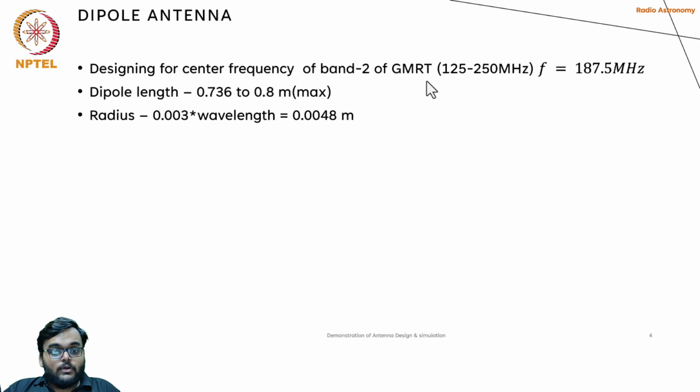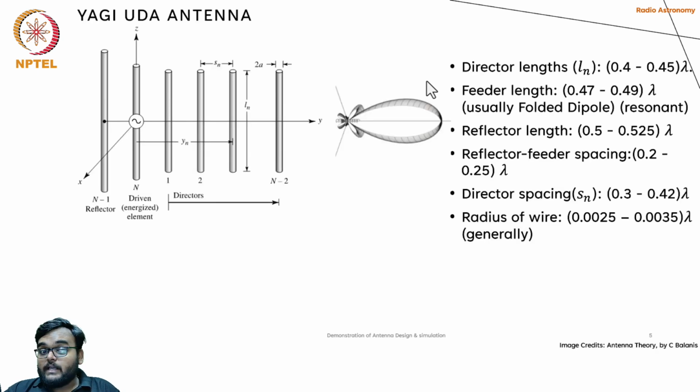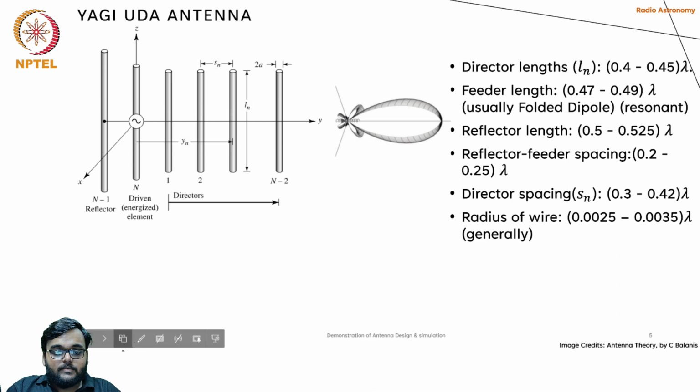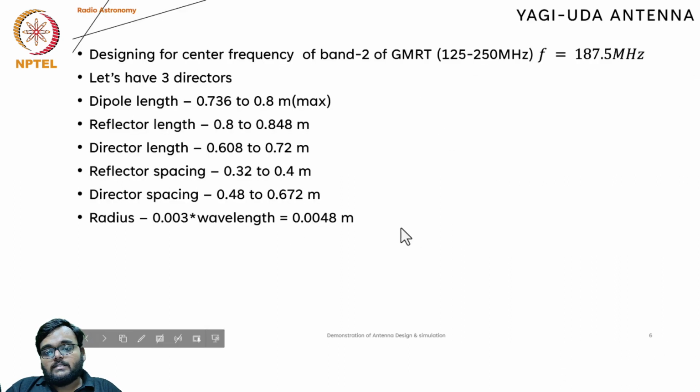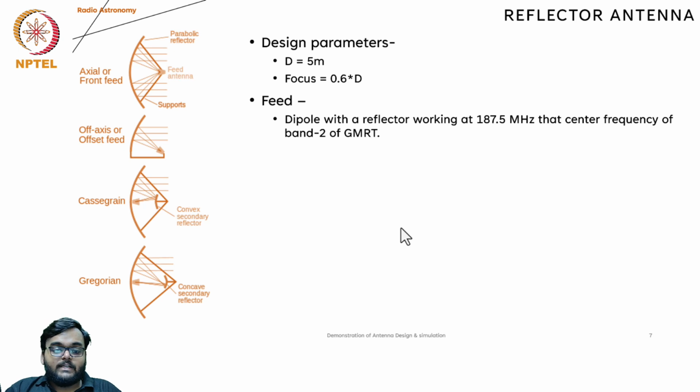Let's move on to another thing, which is the Yagi-Uda. The standard formulas are given over here, if you can see that. Based on this, last time we calculated for 5 elements, that is 3 directors, 1 reflector and 1 feed, so 5 elements. These are the standard design lengths we are getting, and we will see what the final fine-tuned version is. And also a reflector antenna.